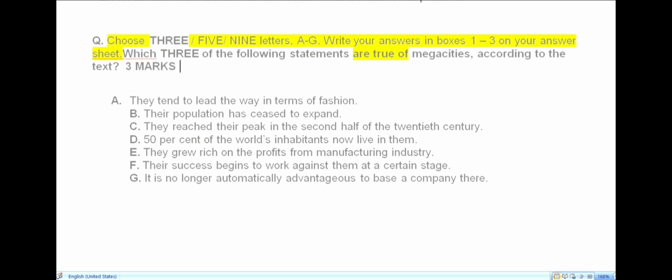Some facts are true about the megacities, and you have to identify them from the given list of A to G here. How you have to answer, how you get your answers very easily, and how you can manage your time along with being accurate will all be described in our upcoming classes.